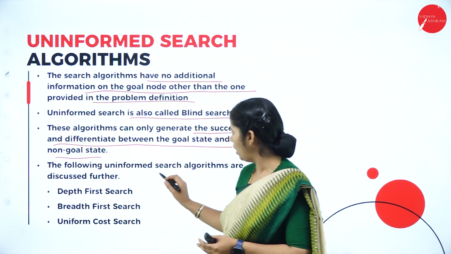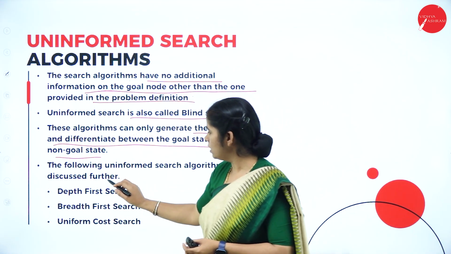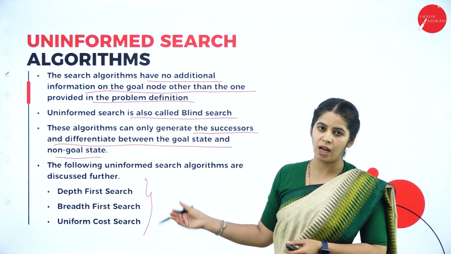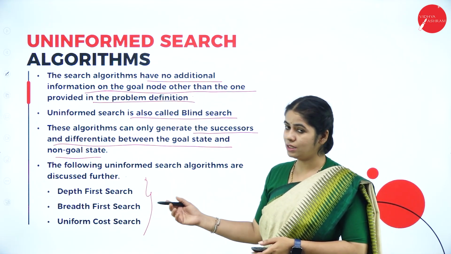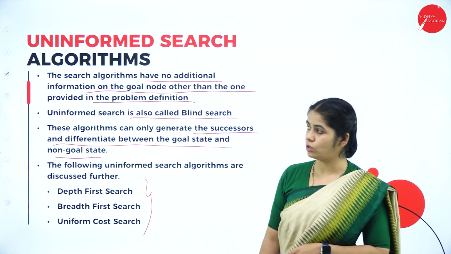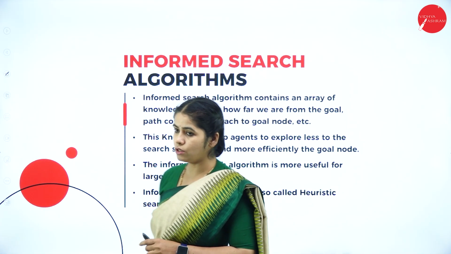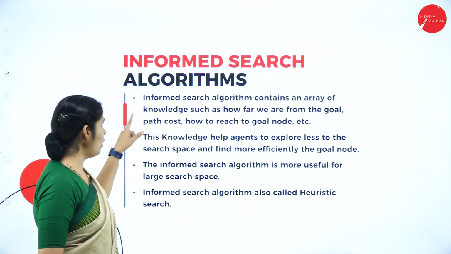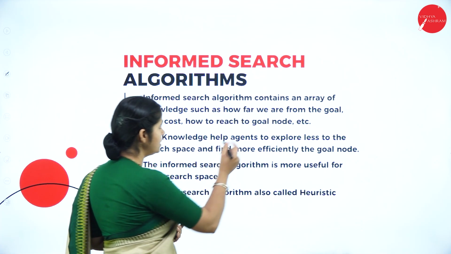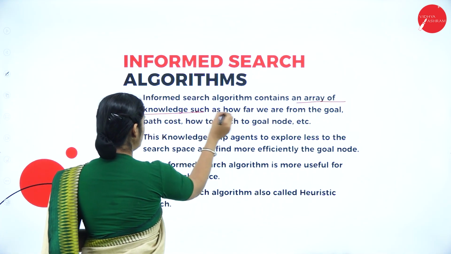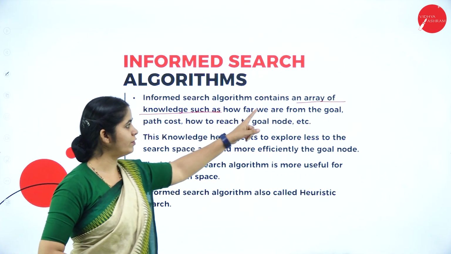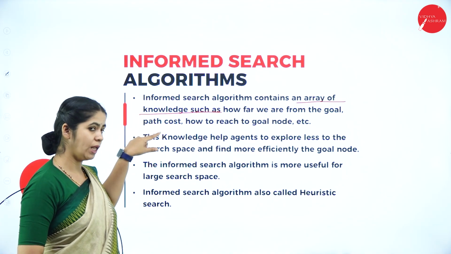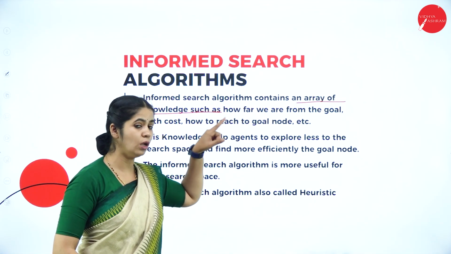The following uninformed search algorithms are discussed further. Whatever uninformed search algorithms we have seen in the last slide will be discussed one by one in further sessions. Next, coming to informed search algorithm. What do you mean by informed search algorithm? It contains an array of knowledge, such as how far we are from the goal, what is the path cost, how much it will cost to reach the goal node.